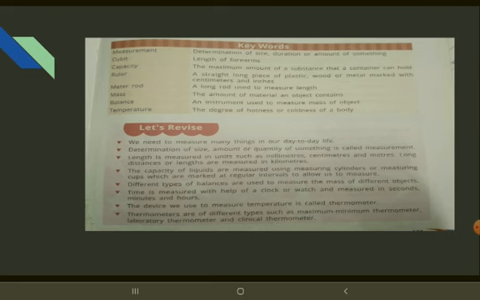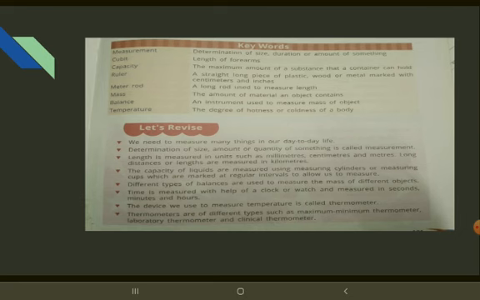Next, the capacity of liquids is measured using measuring cylinders or measuring cups, which are marked at regular intervals to allow us to measure. Different types of balances are used to measure the mass of different objects. Time is measured with the help of a clock or watch and measured in seconds, minutes and hours. The device we use to measure temperature is called a thermometer.